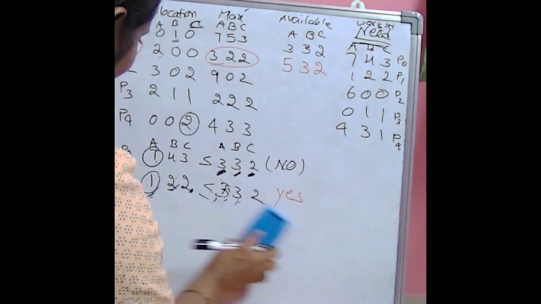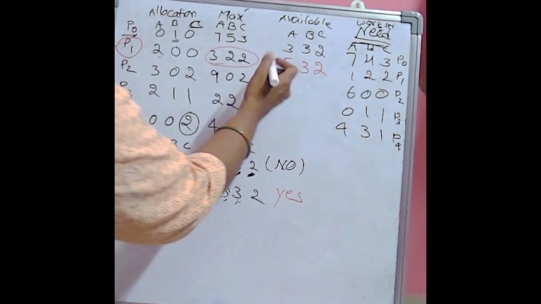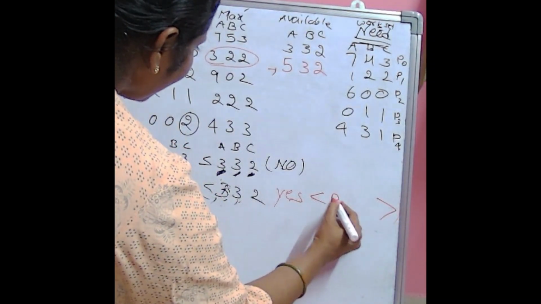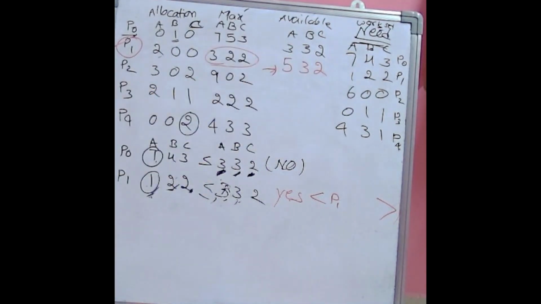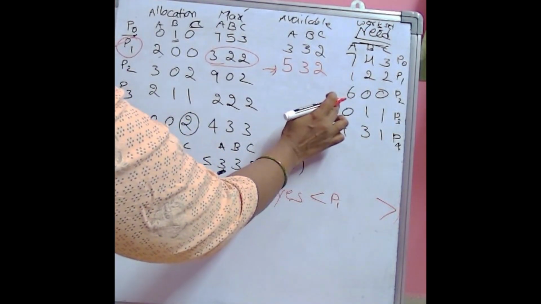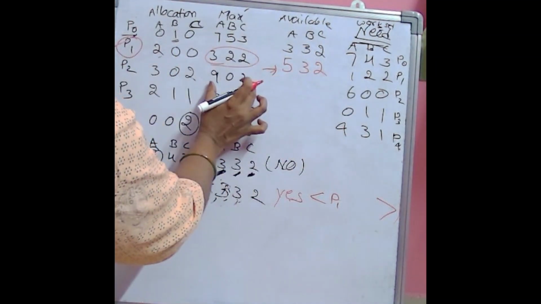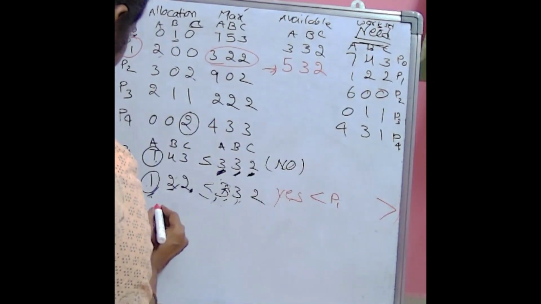In the safe sequence, this is the available position, and P1 is already completed. After the completion of P1, this is the available position. Now we need to continue with the remaining processes, P2. What is the P2 need? P2 need is the same because it has only this many allocated. It requires this many to complete its execution. So P2 need is this one only.